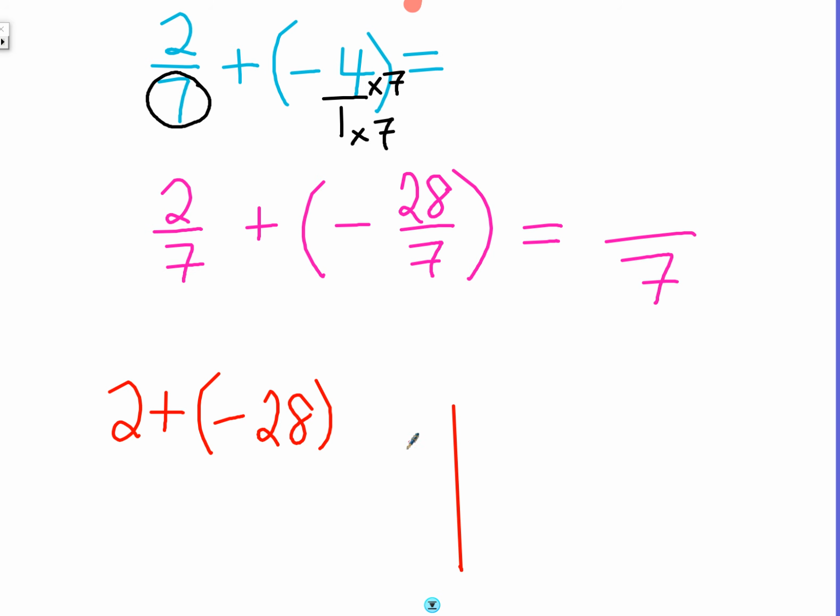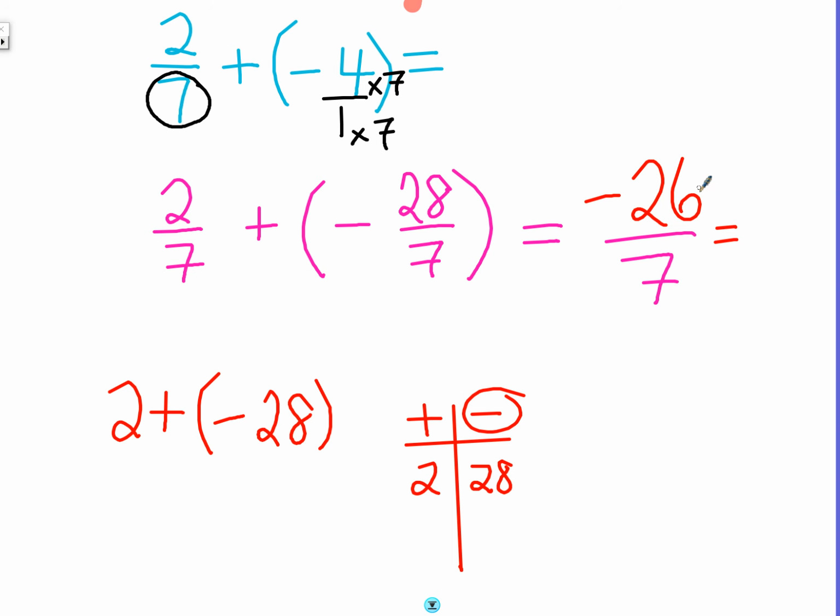And then we can just use scoreboard. There's 2 points on the positive team, 28 points on the negative team. The negative team is winning by how many points? By -26 points. And then switch over to a mixed number.